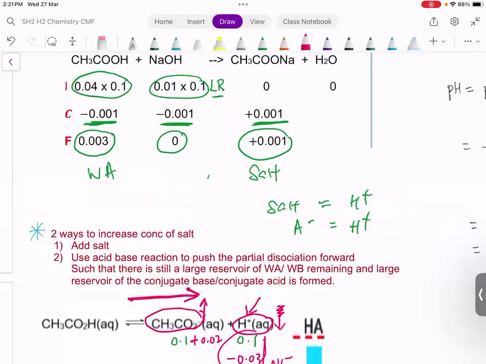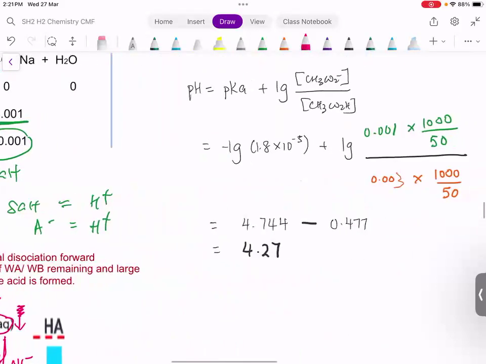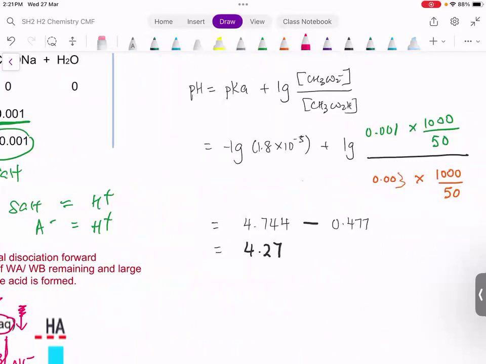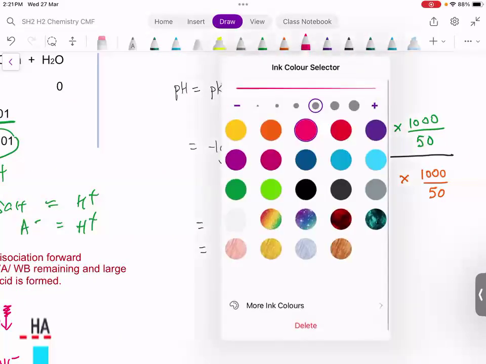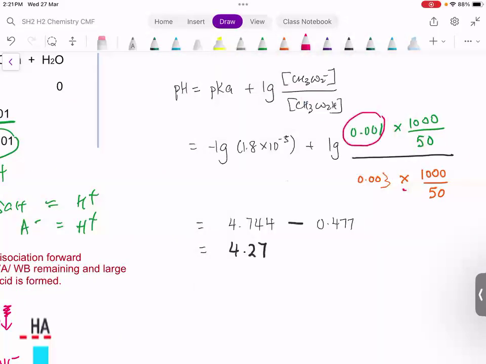All right, so this is what we are talking about here. If you calculate the pH, it will work out to be 4.27. Do you have that? We are forming an acidic buffer because there's still unreacted weak acid in the system. This is the amount of salt that is formed. This is the amount of the weak acid unreacted.